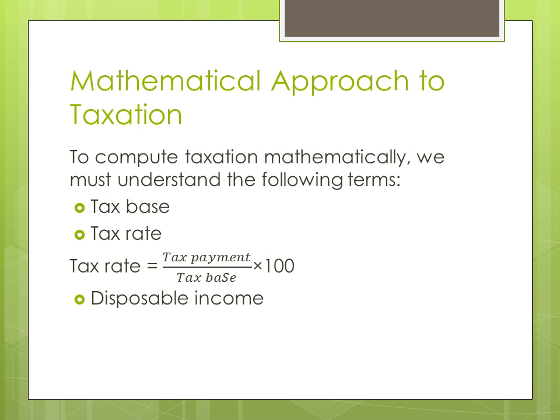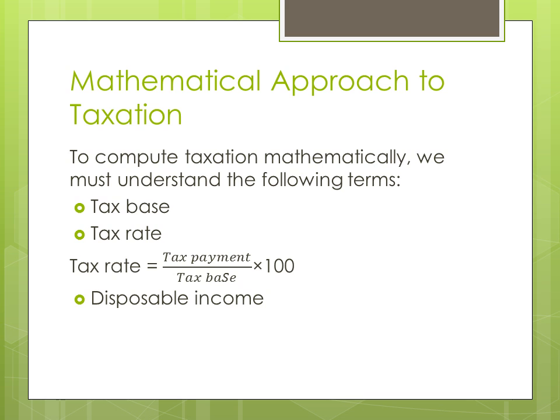This includes personal income, imports and exports, company profits, properties, and goods for sale. Two, tax rate. This refers to the percentage or proportion of tax base or tax object which is to be paid as tax, e.g., 10% of income. Tax rate is computed as tax payment divided by tax base times 100.